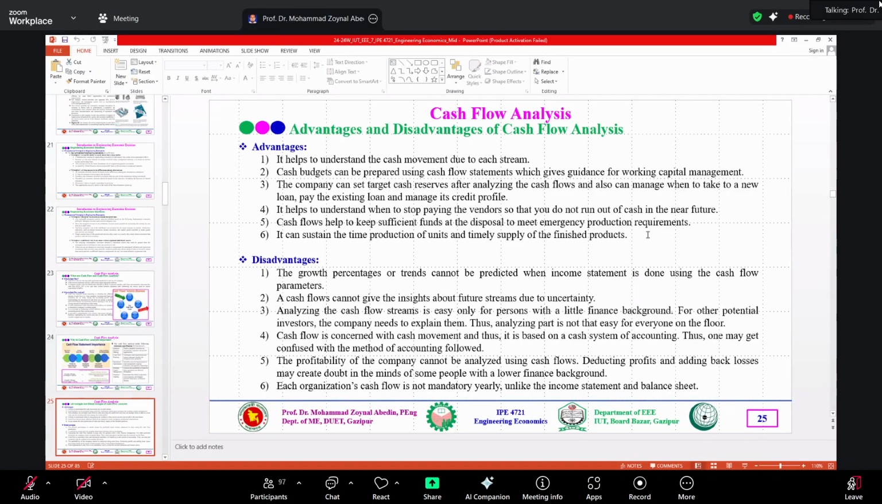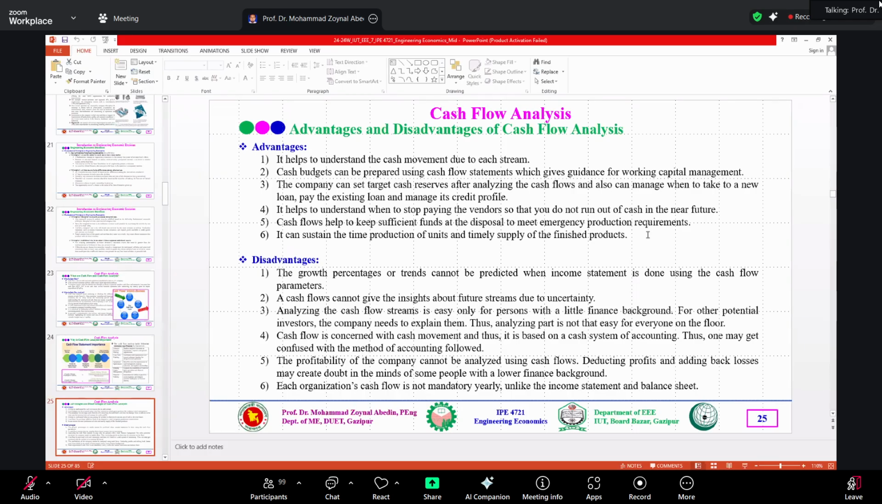Disadvantages. The growth percentage or trends cannot be predicted when an income statement is done using the cash flow parameters. So the overall growth of the company cannot be predicted every time. Number two, cash flows cannot give insights about future streams due to uncertainty. If you do the cash flow analysis of your company, it is okay, but it will not definitely tell you about the future streams due to the uncertainty. Uncertainty will not come easily. It will come anytime.